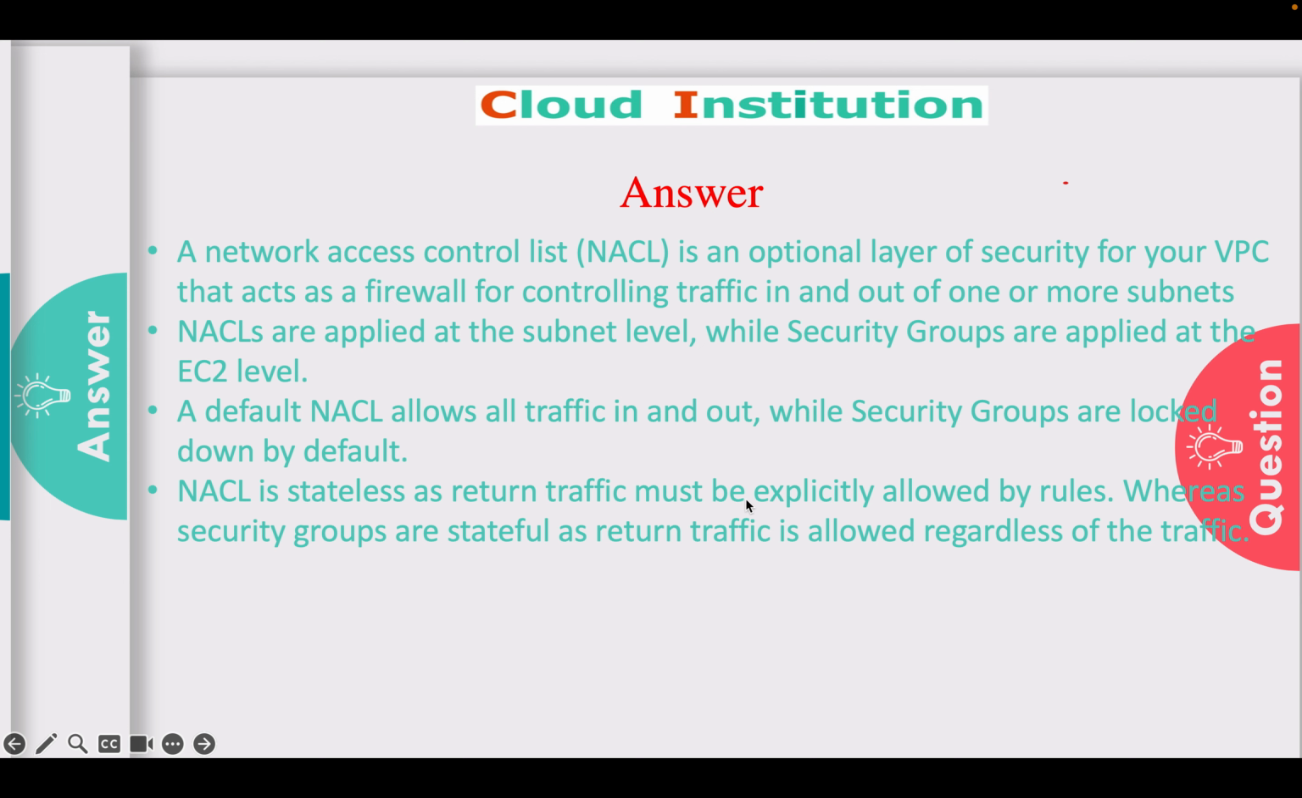So return traffic must be explicitly allowed by rules. For example, if you are allowing SSH traffic through the NACL, you must explicitly allow the return traffic by a rule, since it doesn't have any information about what traffic has been allowed or denied. Whereas security groups are stateful, as return traffic is allowed regardless. If you allow any traffic, it automatically remembers that traffic, and the return traffic will be remembered and allowed by the security group. That's what is called stateless and stateful. So this is the major difference between network ACLs and security groups.